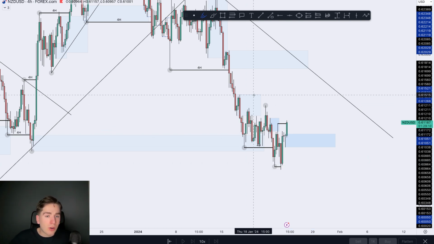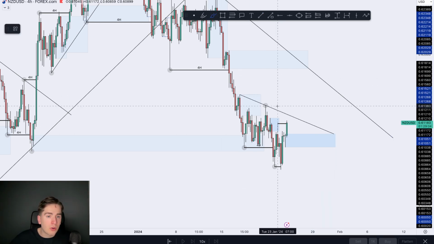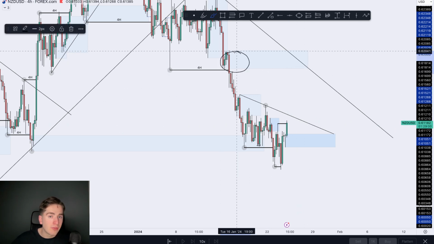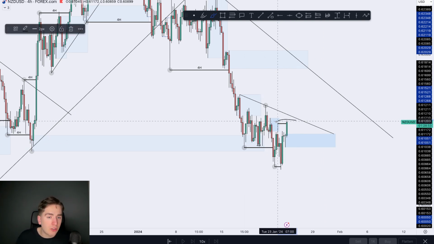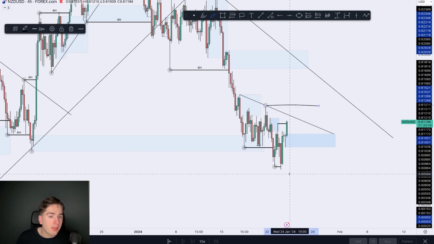Now, personally, what I can see is that there's a lot of liquidity being built up above this trend line. So I would not be surprised if Kiwi dollar does skyrocket in towards the highs very, very soon. But for that to happen, what do we need? Obviously, we've now seen a change in fractal structure within this swing structure.